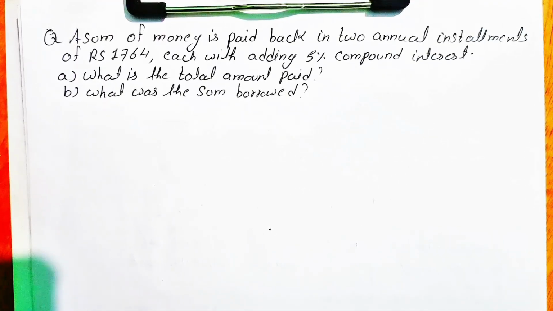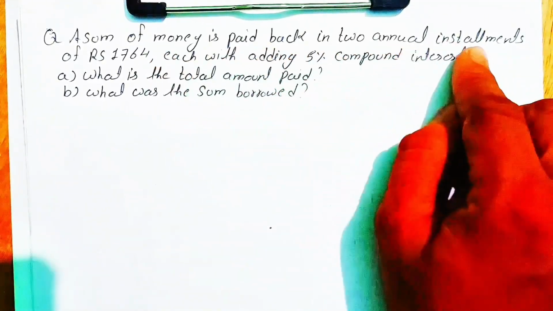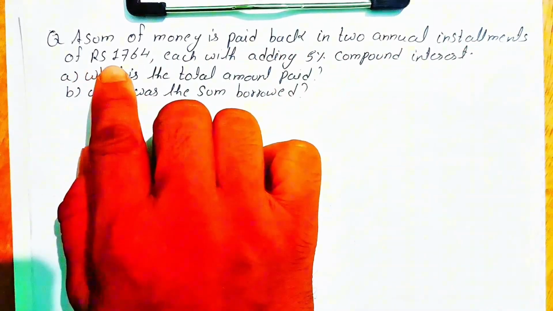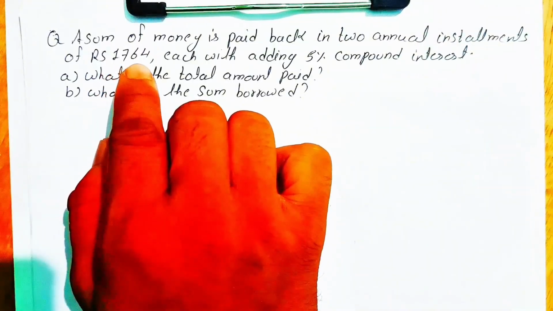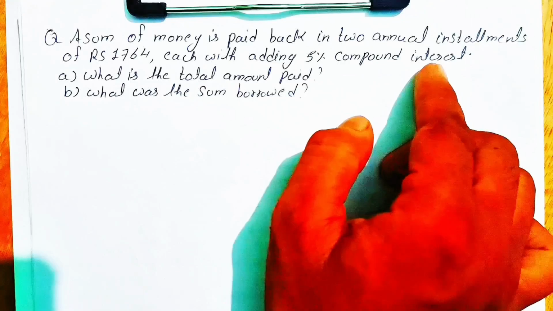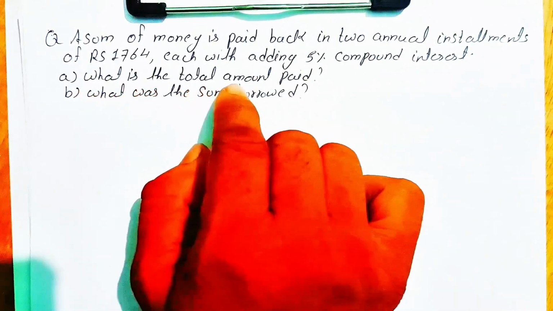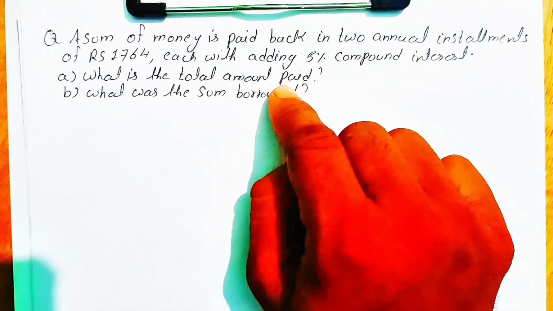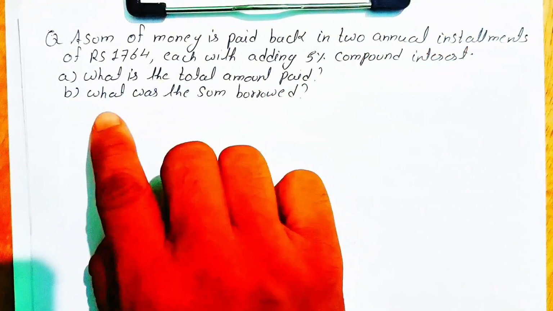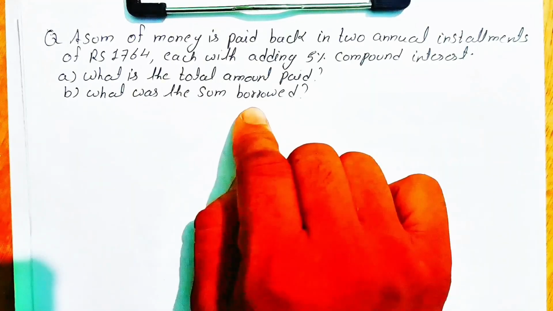Today we are going to learn a new question based on compound interest, and the question is like this: a sum of money is paid back in 2 annual installments of Rs1764 each, with 5% compound interest. In section A we have to find the total amount paid in 2 annual installments, and in section B we have to find what was the sum borrowed.